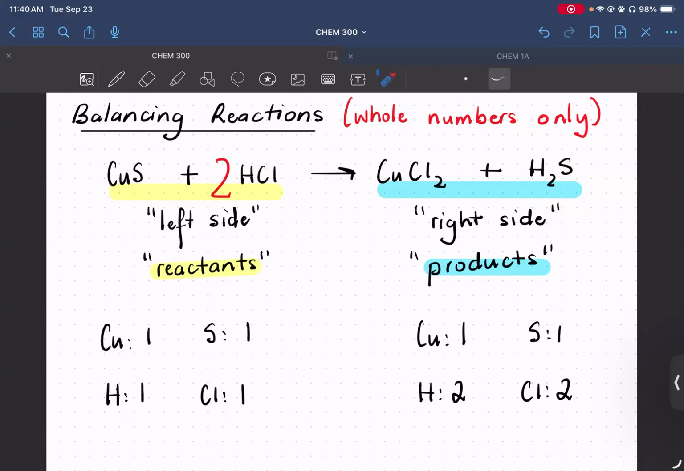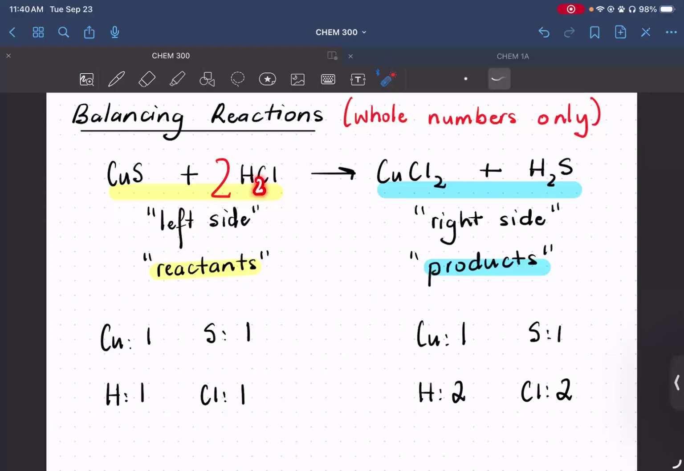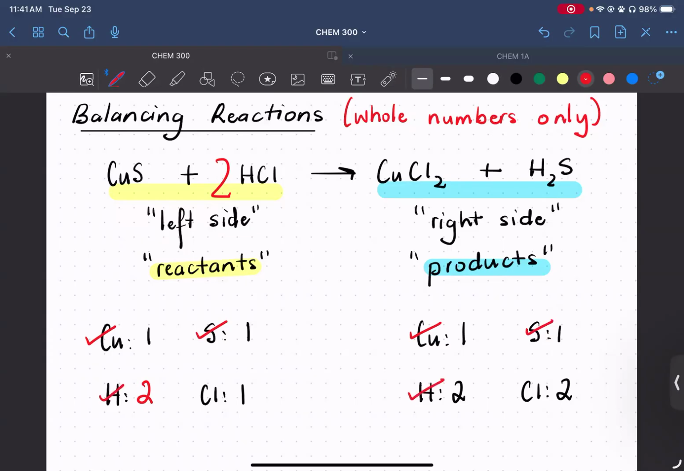The reason why we put the 2 in front versus something like H2Cl is because H2Cl simply does not make sense as a formula. We know, of course, that hydrogen is in group 1 and chlorine in group 17, so these should lead to a 1-to-1 ratio. So when balancing, we're not going to put those small subscript numbers. They're going to be big numbers in front. In doing so, I have now balanced the hydrogens. So just to go over it one more time, copper is fine, sulfur is fine, hydrogen is now fine.